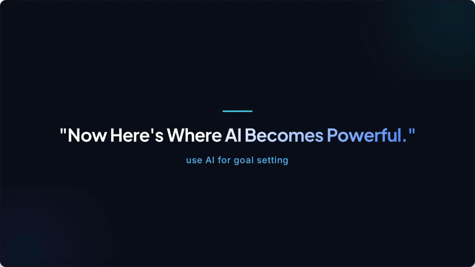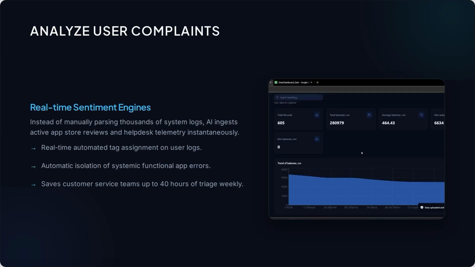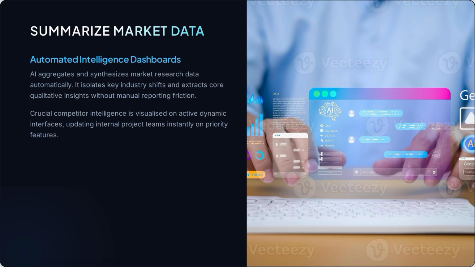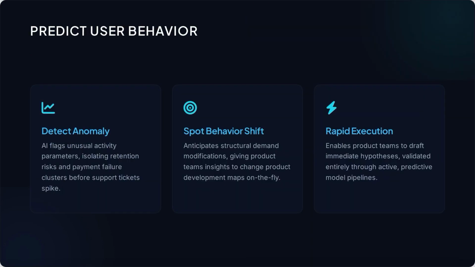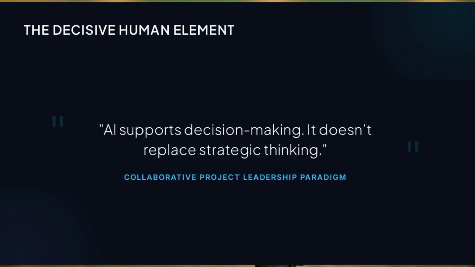Now, here's where AI can help you with goal setting. AI can analyze user complaints, summarize the market research, identify booking trends, and even predict user behavior. This will help the team make faster and smarter decisions early on in the project. But again, AI supports the decision making, it does not replace the strategic thinking.